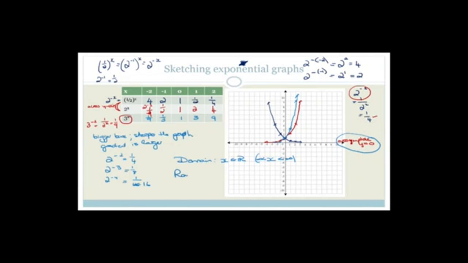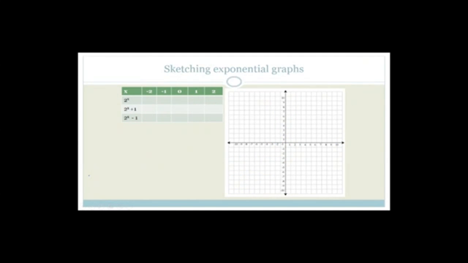Let's talk about range. Range, y is going to be an element of real values for y is greater than 0. Okay, it exists for all the values above the x-axis. Or you could write it as y is smaller than infinity and greater than 0. Okay, right, excellent. Now let's talk about what would happen if we again added plus minus.